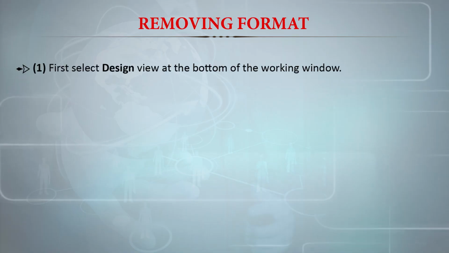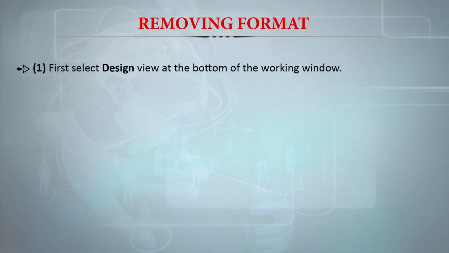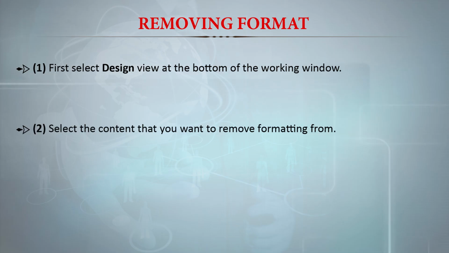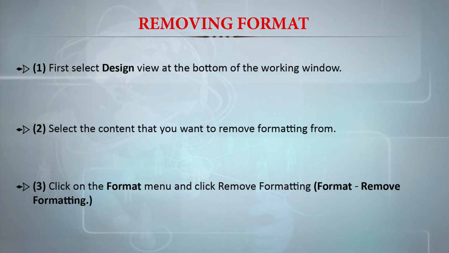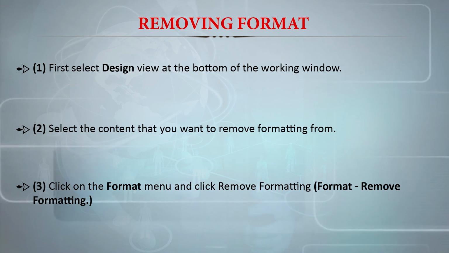So how to remove the format? For that also, first we have to select the design view at the bottom of the working window, select the content that we want to remove the formatting from, then click on the format menu and click remove formatting.